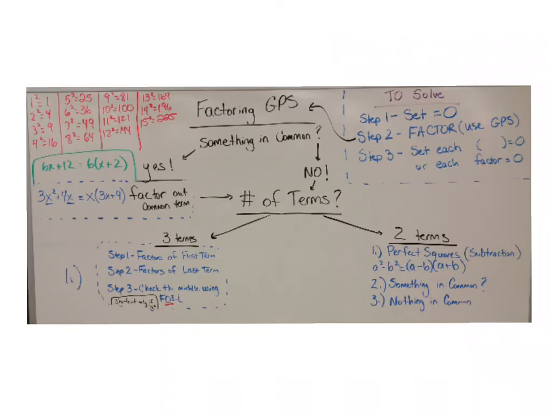Alright, so I made this up because if you're lost, when I talk about factoring today, you're going to use your GPS. If you're lost and driving around somewhere, you're going to use a GPS. So you're always going to start at the top. You're always going to start and look for something in common first. If there's something in common, you just count the number of terms. If there is something in common, you factor it out.